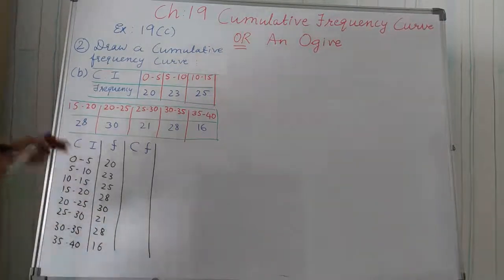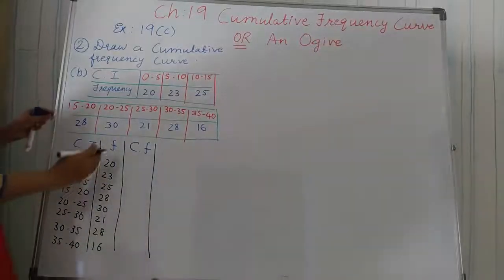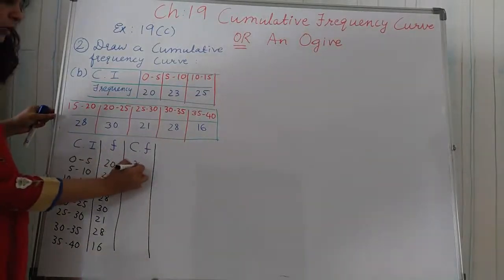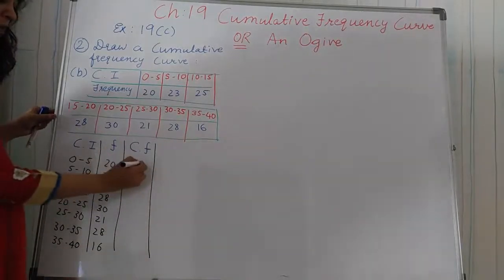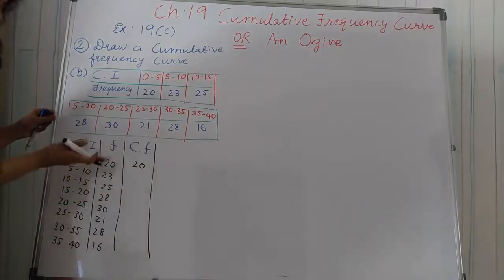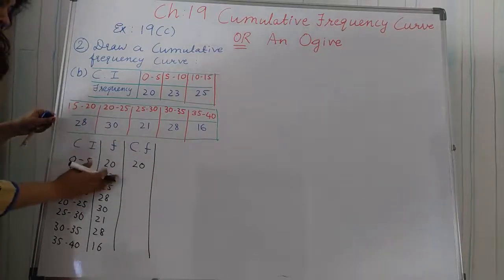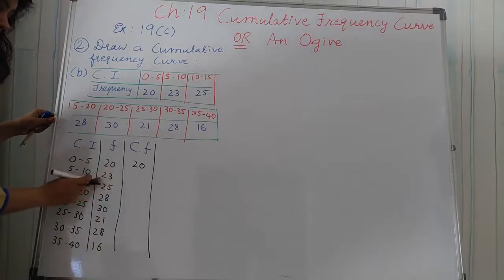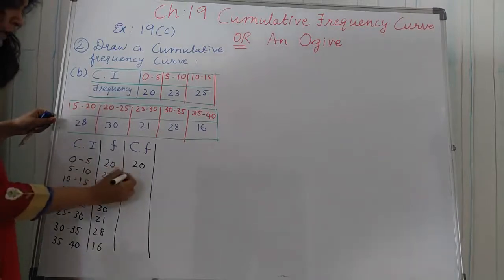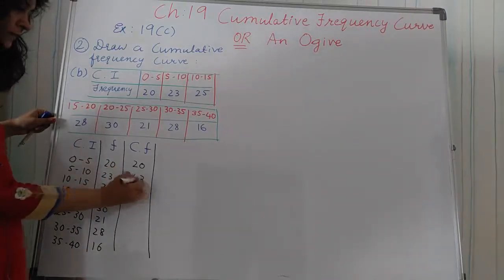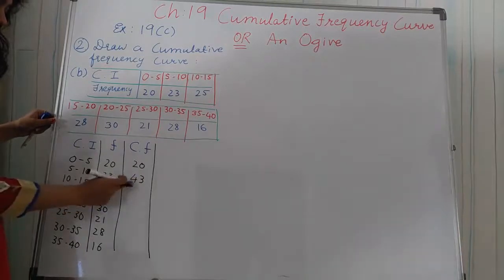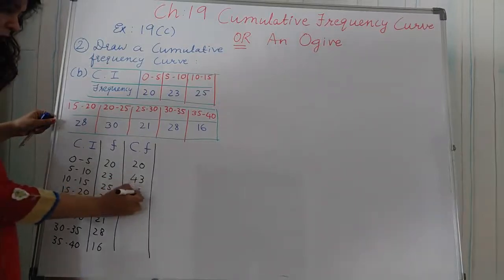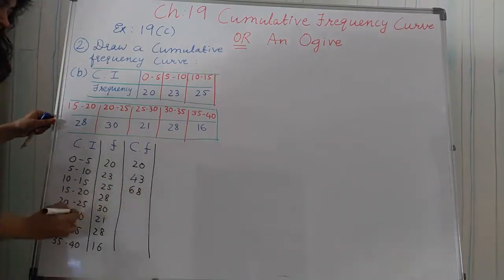Now students, we have to start with the first class. The cumulative frequency remains the same because there is no class before it. Next to it, it will be 20 plus 23, so it is 43 here. Next to it, 43 plus 25. Now you have to check here, adding like this: 5 plus 3, 8, 4 plus 2, 6, so 68.